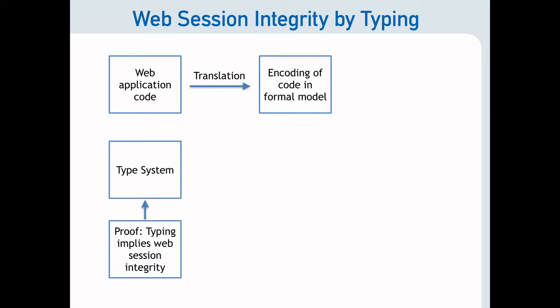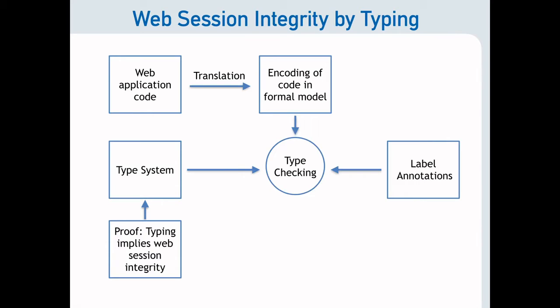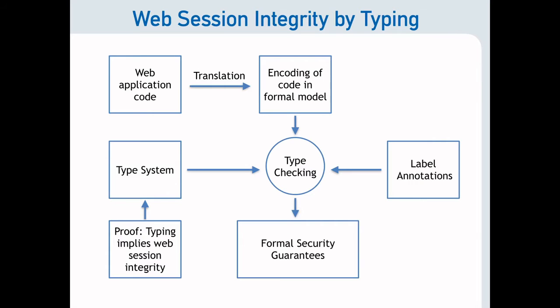We then have to enhance our model with label annotations that allow us to precisely express our desired security property. With all these ingredients, we can then start the type checking procedure, and if this is successful, then we get formal security guarantees. And it is important to know that the proof for our main theorem has to be done only once, and we can then reuse the result over and over again.